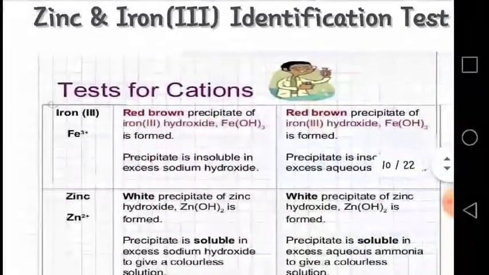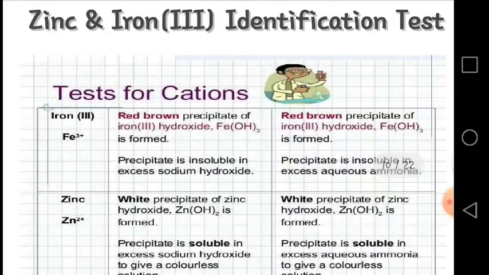Now we are moving towards the zinc and iron identification test. Iron, when it has the 3 valency, is called ferric, and the ferric solution forms red-brown precipitates of ferric hydroxide when it reacts with sodium hydroxide, and these precipitates are insoluble in excess of sodium hydroxide. Red-brown precipitates also form when the ferric solution reacts with aqueous ammonia, and these precipitates are also insoluble in excess of aqueous ammonia.